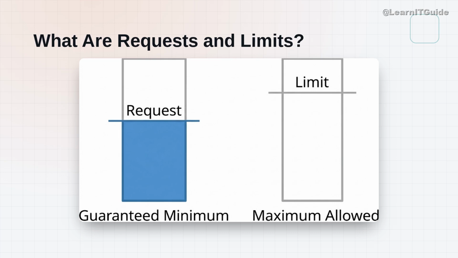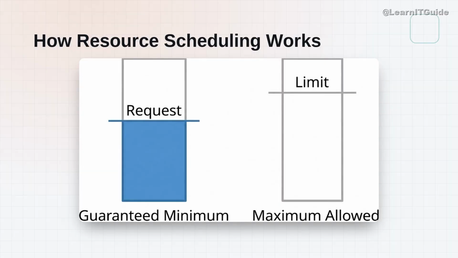Think of it like a shared office. The request is the desk space you are guaranteed to have to do your work. The limit is the physical size of the building. You can use extra space if it is empty, but you can never, ever expand past the walls of the building itself. Let us look at how this works internally.